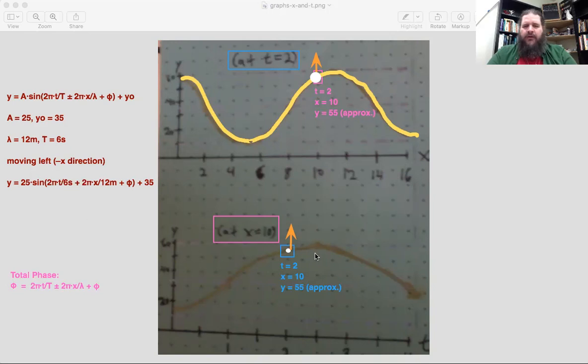And generally, if you're at a crest, you can expect the total phase to be pi over 2, because sine of pi over 2 is the highest it can get. If you're at a trough, you can expect the total phase to be 3 pi over 2, because sine of 3 pi over 2 is as low as it can get. Or alternatively, you could use negative pi over 2. That also works.